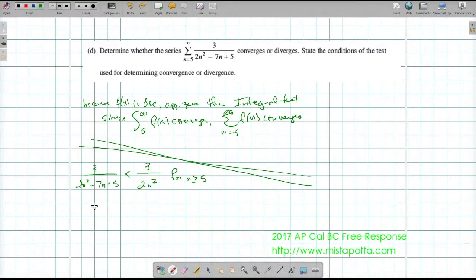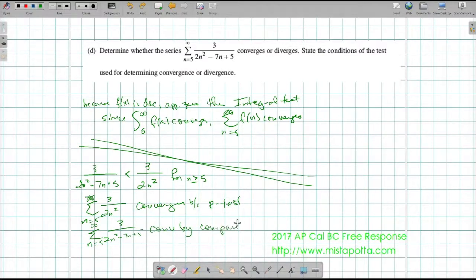So, doing this calculation, I can say that the sum of 3 over 2n squared converges, again from n equals 5 to infinity. This is going to converge because of the p-test. And because of that, my original sum, 3 over 2n squared minus 7n plus 5, converges by the comparison test. So that's another way that you can look at it without having to do the integral test.